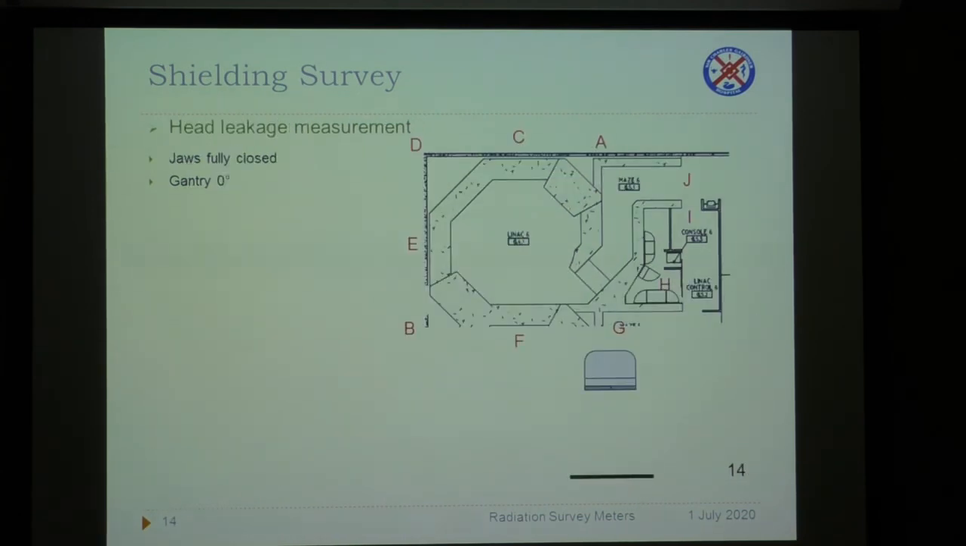So then head leakage. This is where you have the jaws fully closed and the gantry at 0 degrees, and it's the contribution of scatter from the head. So it's radiation beam scattering off all the different components in the linac head, such as the flattening filter, jaws, and target. These are all your secondary barrier points, so you want to measure the dose at all these points. Basically it's just scatter. Measure your instantaneous dose rate leakage.